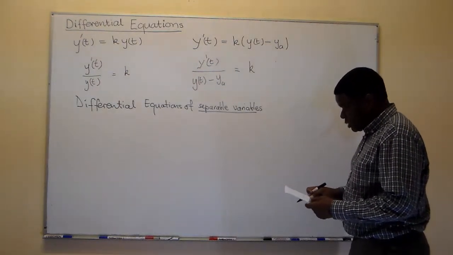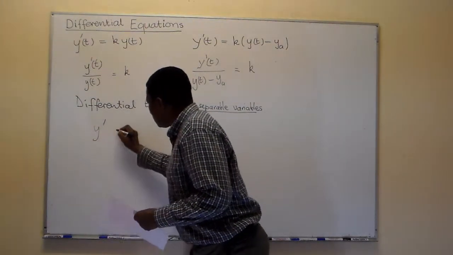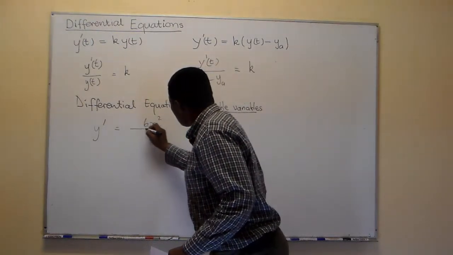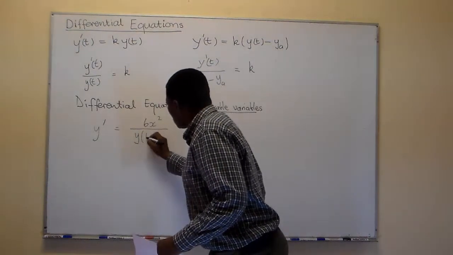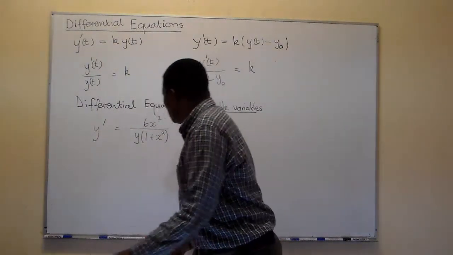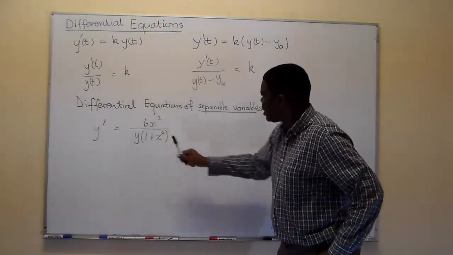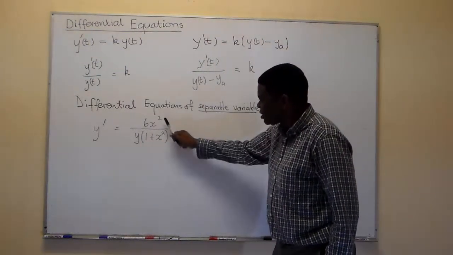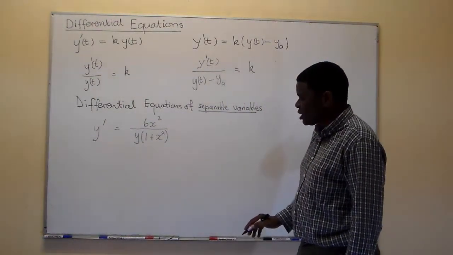Now for an example of this type of equation, let's say we're given y prime equals 6x squared over y times (1 plus x squared). Transforming this equation, I think it is clear that we can reduce it to a product of two functions, one a function of x and the other a function of y. So to separate variables, in this case, I think it's easy.